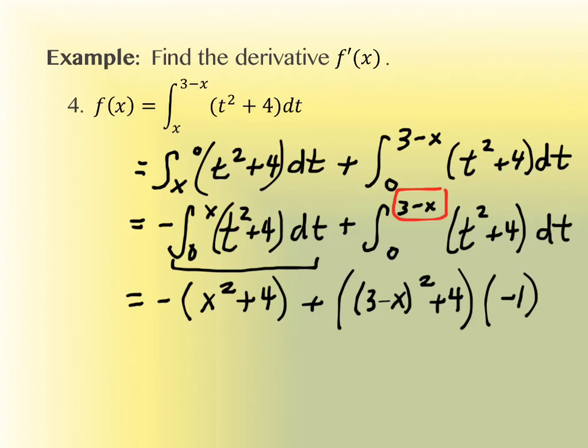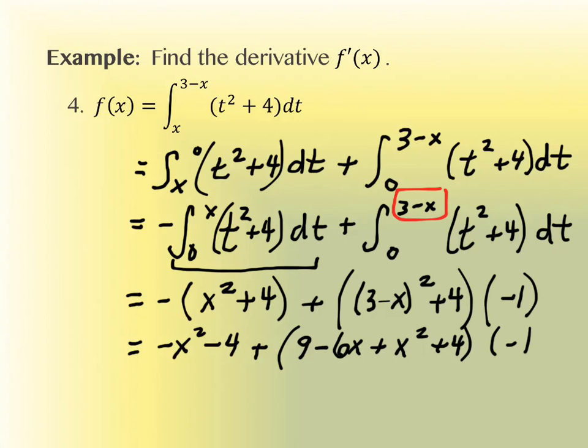This is just algebra though, right? We're just going to simplify the algebra here. So I have negative x squared minus 4 plus, and I need to distribute this. This is a foiling type problem. So this is 9 minus 6x plus x squared plus 4 times negative 1. You can either distribute the negative 1 and then combine terms, or combine the terms and then distribute. Doesn't really matter. You're going to get negative x squared minus 4 on the first piece.